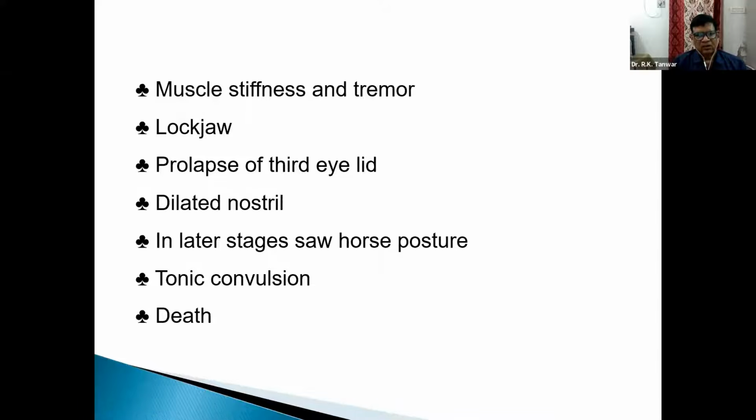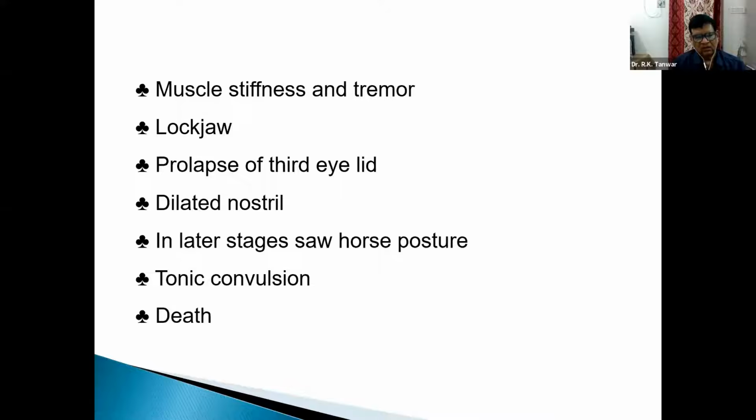Lockjaw, muscle stiffness, prolapse of the third eyelid: very important, very diagnostic signs. Generally, otherwise, it does not occur in other conditions. This lockjaw and prolapse of the third eyelid, dilated nostril, and in later stages, sawhorse posture and tonic convulsion. A veterinarian should know what a tonic convulsion is, when the legs are completely stiff.